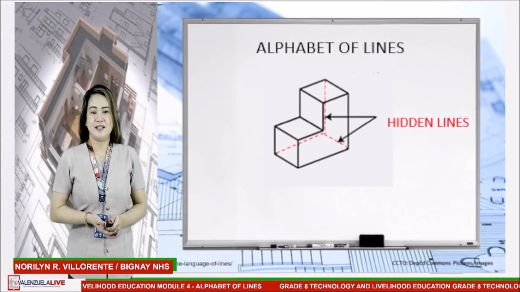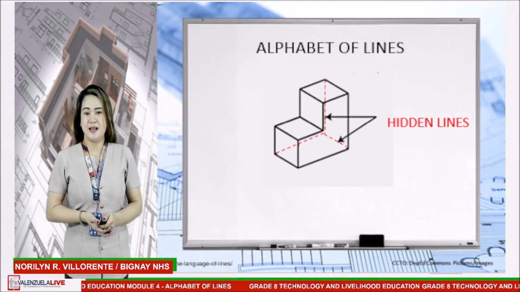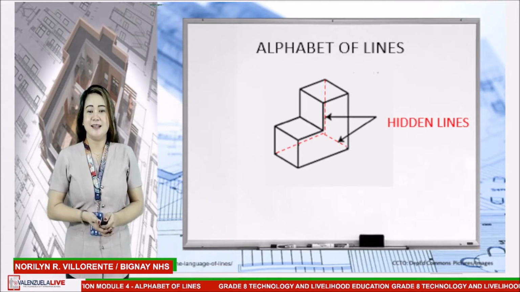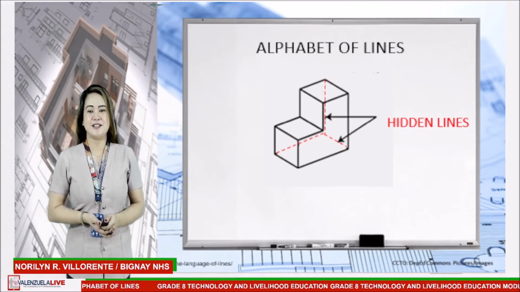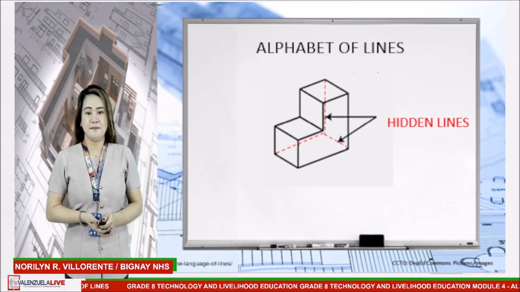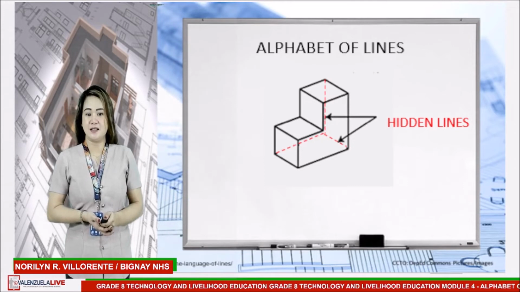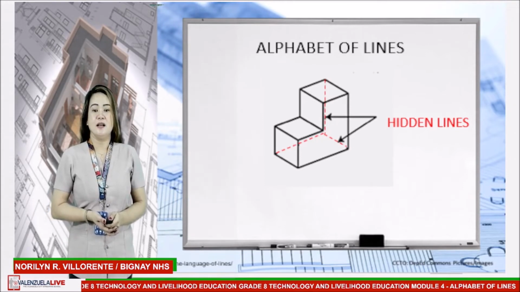Hidden line is used to show the outline of the hidden features of the part that cannot be seen in a particular view. It is used to make the feature clear but can be omitted once it causes clutter in a drawing.